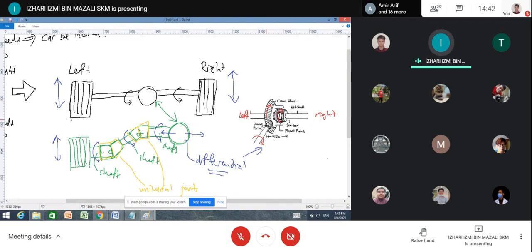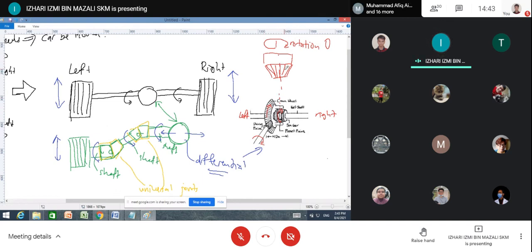And if the rotation of the left and right is not the same, then the pinion here, you can see that in this case, left and right same speed, the pinion, I draw it bigger here. The planet pinion here, this axis, you don't have any rotation. Rotation 0.